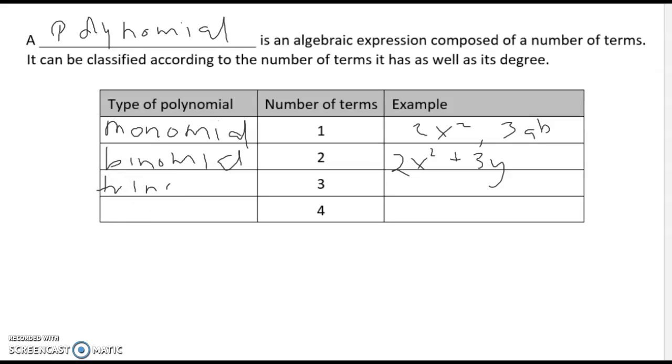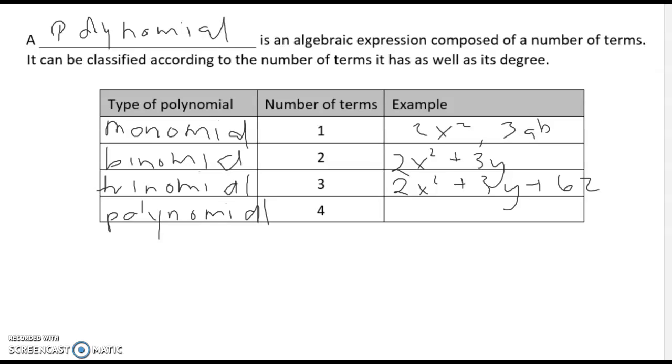The third one that has three terms is called a trinomial. A trinomial would look like something like this, like 2x squared plus 3y plus 6z. So we have one term, which is 2x squared. Our second term is positive 3y, and our third one is positive 6z. And last but not least, four or more is called a polynomial, and that means many. Poly means many.